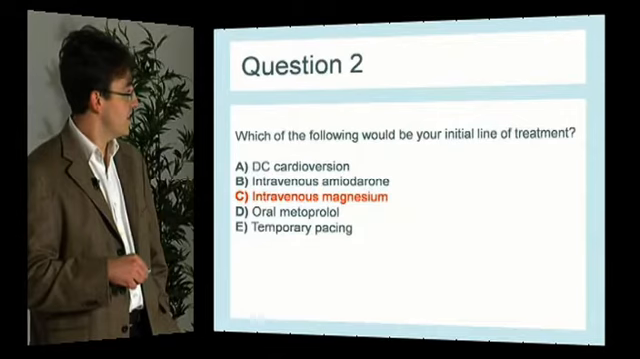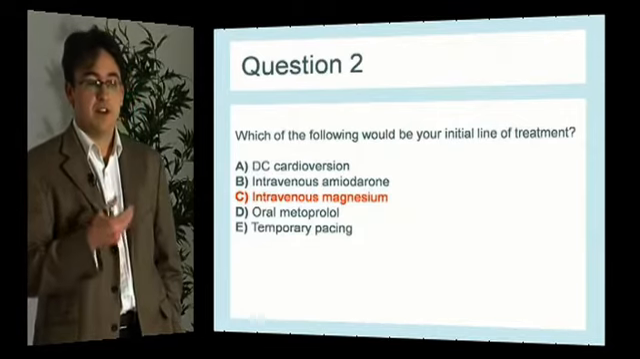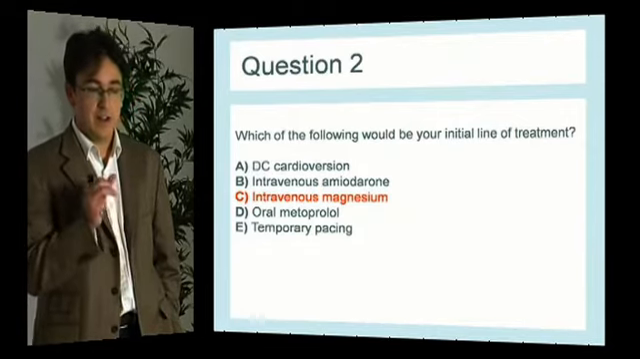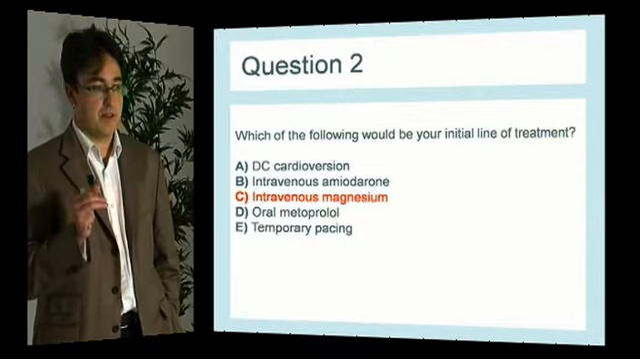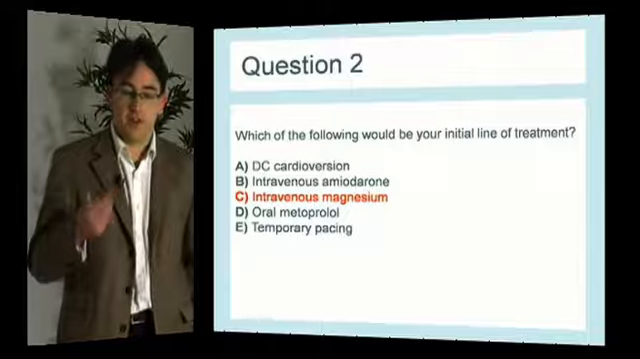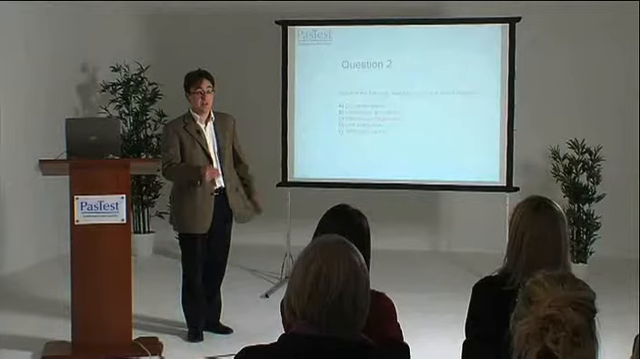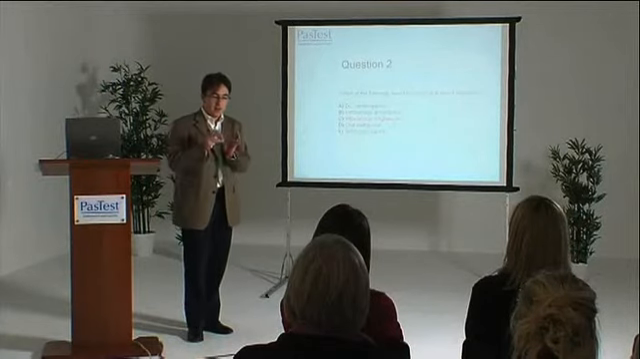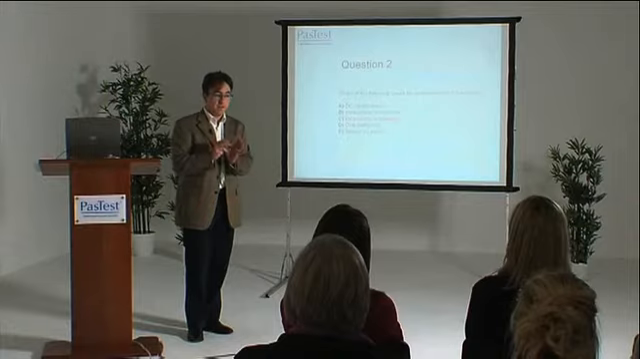In scenarios such as this, it's very important, the first step, to correct any electrolyte abnormalities. Okay? So although one may think DC cardioversion was a natural first step, frequently you'll find that this is fleeting. So you have runs of torsade, back in sinus, runs of torsade, back in sinus. So really the treatment's got to be aimed at correcting everything which is correctable first off. Okay?